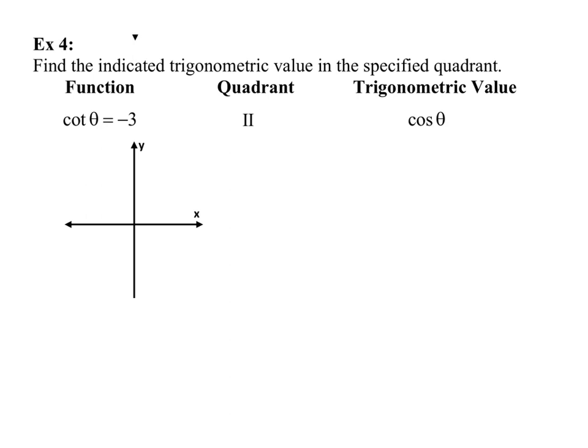Alright, this one's pretty much like the others. They give us two pieces of information, and we just have to answer this question. So cotangent equals negative 3. I could put that over 1. Cotangent is adjacent over opposite. So where's my adjacent, negative 3, and my opposite, 1? I would be in quadrant 2. Pretty easy stuff.